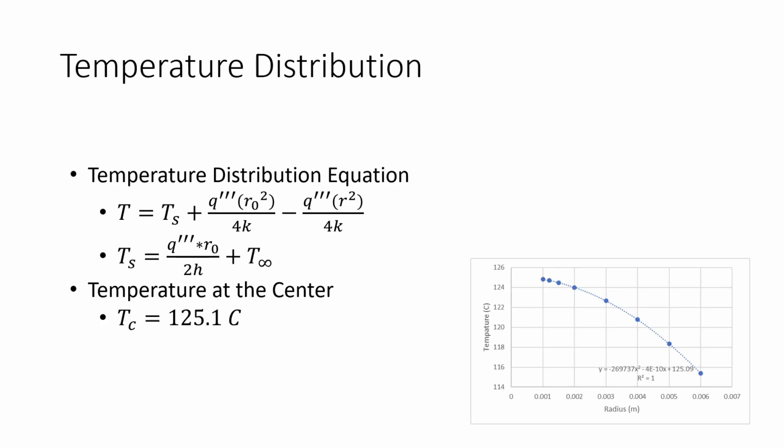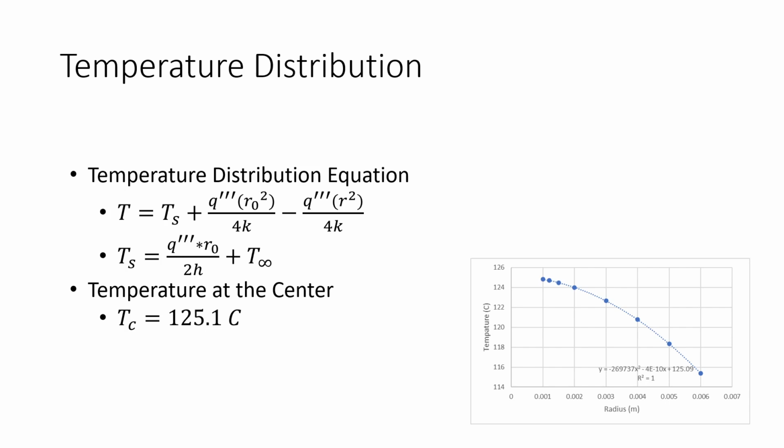Then we go to the temperature distribution. So this is how we have actually solved the equation. So the temperature is equal to the surface temperature plus the heat generation at the center of the radius, over 4K, minus the heat generation multiplied by whichever radius you're at, divided by 4K. The surface temperature is defined as the heat transfer times R0 over 2H plus the surrounding temperature. In this case specifically, the surrounding temperature is 100 degrees Celsius.